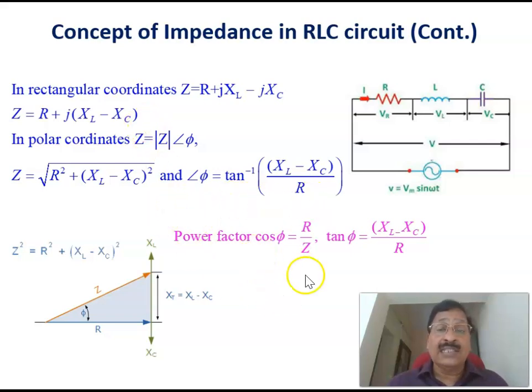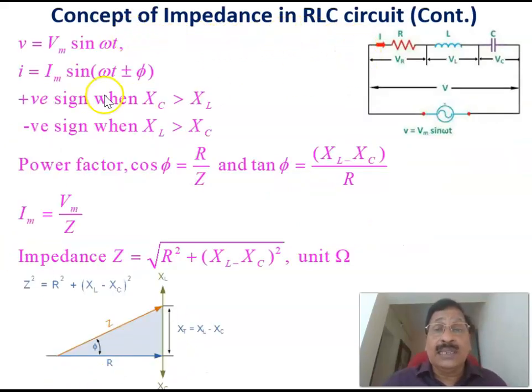And the power factor, as we already said, cos phi equals R by Z, or tan phi equals (XL minus XC) divided by R. This is the impedance triangle which we have already seen, where Z square equals R square plus (XL minus XC) whole square. You can apply the Pythagoras theorem here: R square plus (XL minus XC) whole square equals Z square.